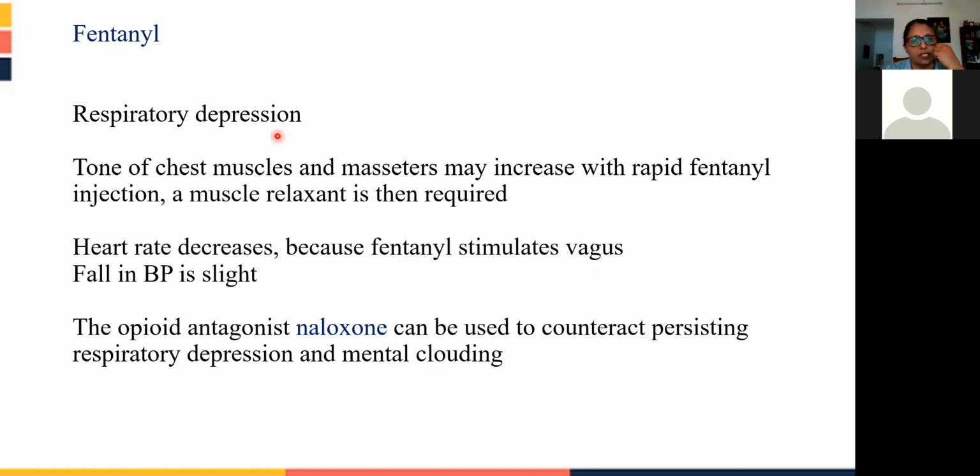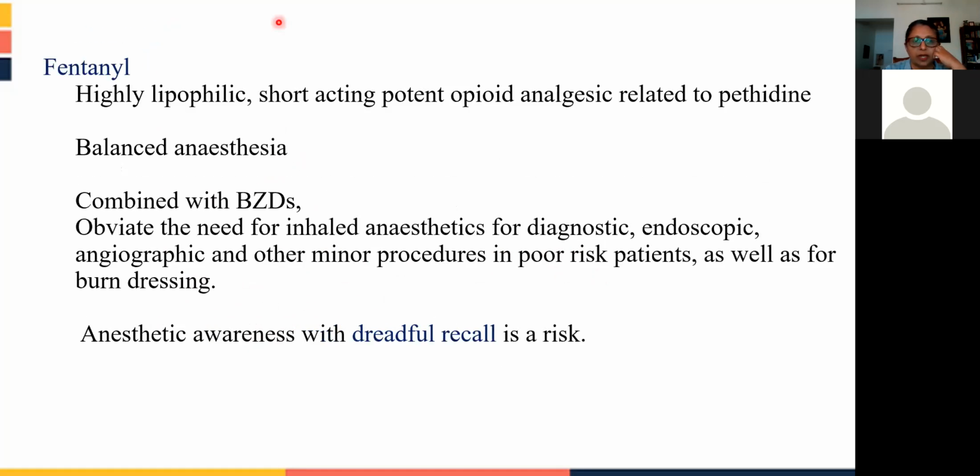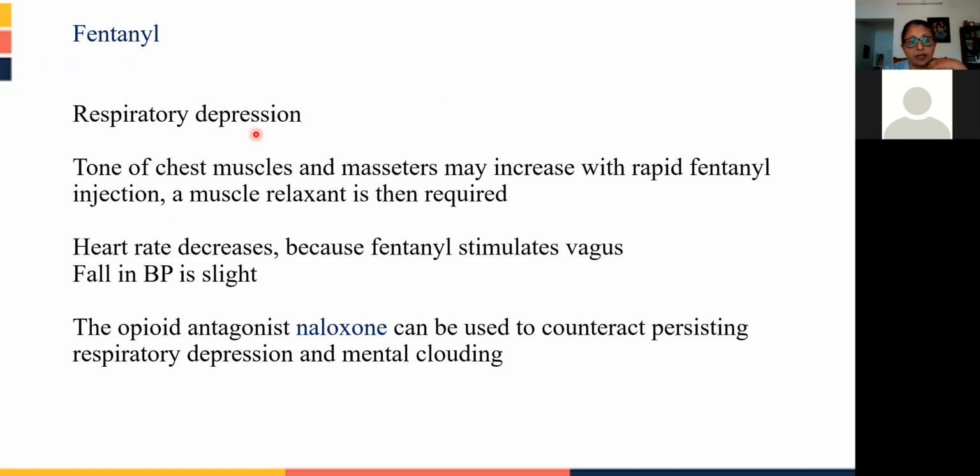Because fentanyl is an opioid analgesic, we can use an opioid antagonist if there is much respiratory depression or mental clouding. If that happens, we can use an opioid antagonist like naloxone. So that is about fentanyl. Main thing: it is an opioid analgesic, a dreadful recall of the anesthesia will be there, and there will be respiratory depression, and its antagonist is naloxone.